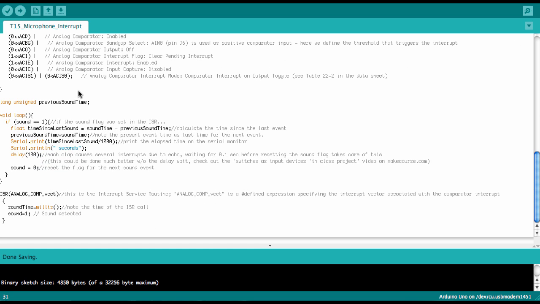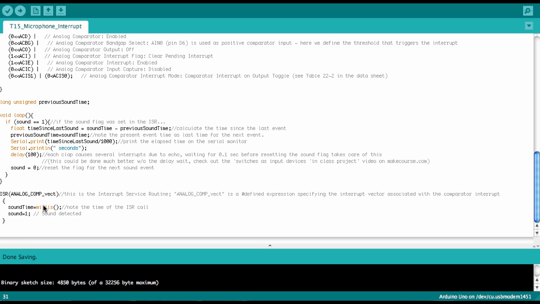Okay, now we go into the main loop. Oh no, first we should maybe talk about the interrupt service routine. This is down here. So here you see this interrupt service routine vector that is associated with the comparator interrupt. It's called ANALOG_COMP_vect. So every time the comparator interrupt is triggered, we jump into this routine, and all we need to do here is to remember the time at which it happens.